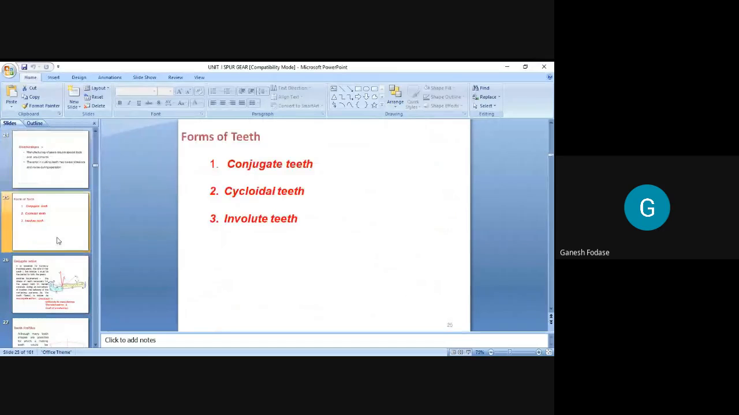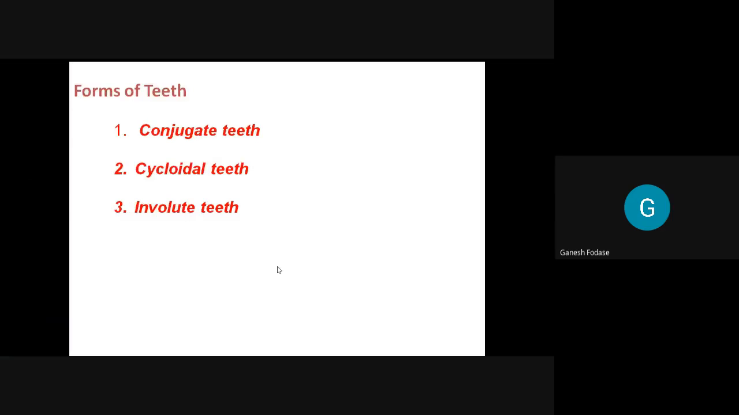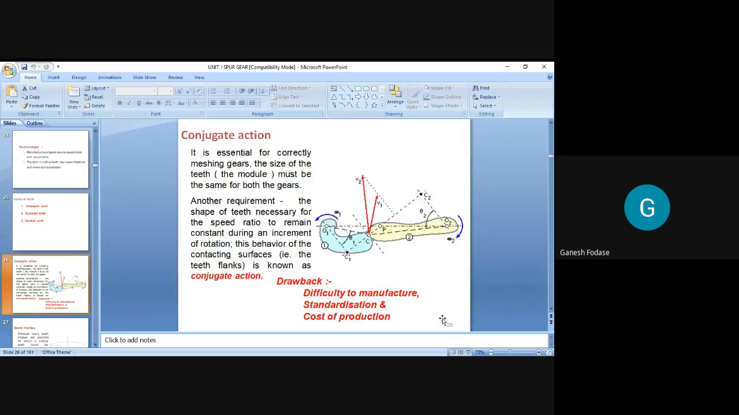The next topic we discuss is types or forms of gear teeth, like conjugate teeth, cycloidal teeth, and involute teeth. The first one is conjugate teeth. We also discussed in the experiment when gear teeth are called conjugate teeth. Basically, whenever the two gear tooth profiles satisfy the law of gearing, they are called conjugate teeth, the profile is called a conjugate profile, and that action is called conjugate action.